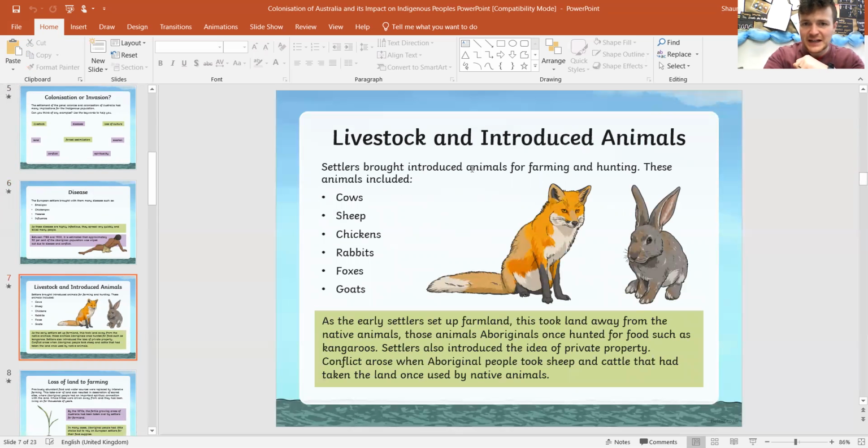Something else as well is new animals were introduced to the land. Settlers brought and introduced new animals for farming and hunting, and these included cows, sheep, chickens, rabbits, foxes, and goats. Well, then you've got to think, these animals aren't native to this land, so A, would they survive? And B, if they did survive, what impact would it have had on the land? Think about the mess that rabbits make in the wild anyway, with all the burrows and everything like that. They'd never been to this land before, and all of a sudden they're ripping and tearing away all this land so they can survive as well. So huge change there to Australia.